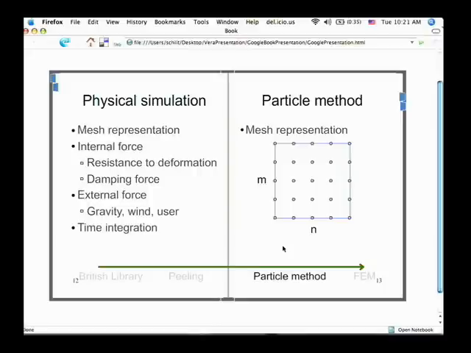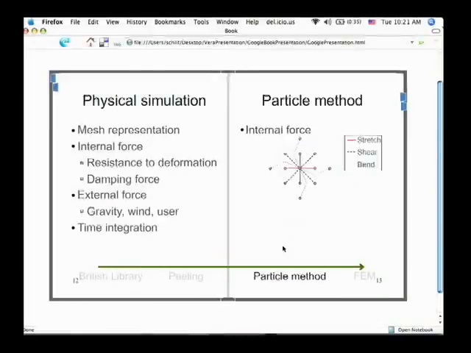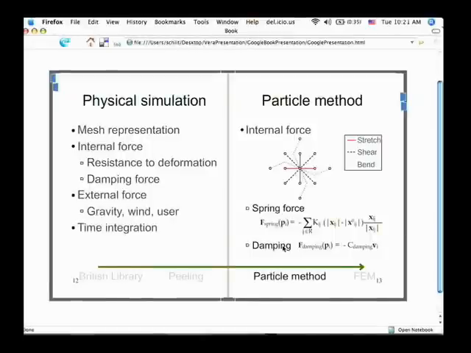Okay, so in the particle method, we divided the paper into n by n particles that are connected with 3 different types of springs: stretch spring, shear spring, and bend springs. For each of these types of spring, we can choose a different spring constant, which means that we use the spring constant to simulate the material properties of the paper.